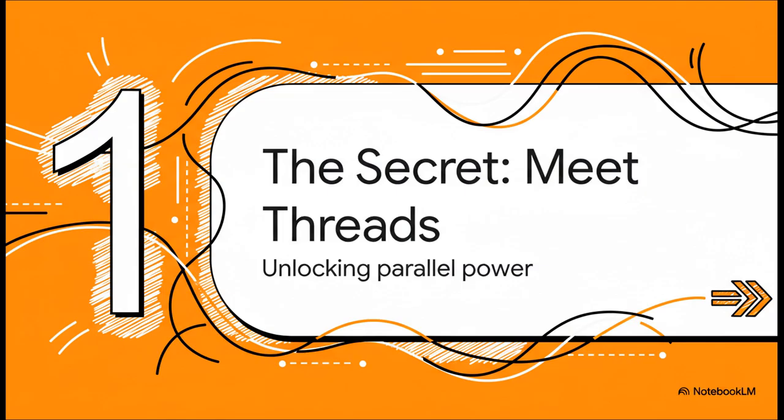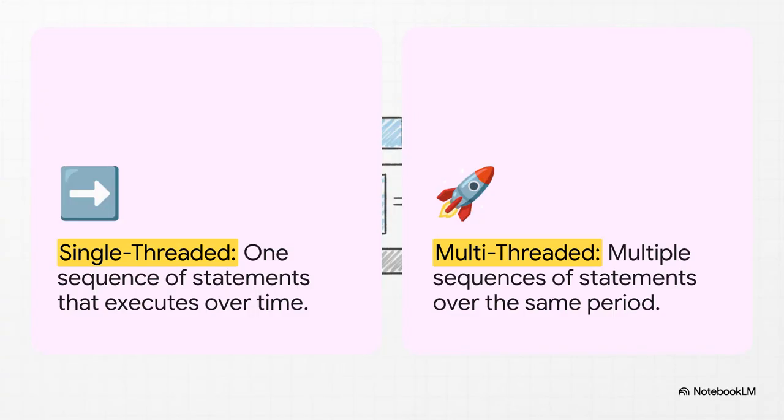This is the key. Threads are what let us unlock this parallel power inside our programs, letting them do more than just one thing at a time. So what's the difference, really? A normal single-threaded program is pretty simple. It's just one list of instructions that runs from top to bottom. That's it. But a multi-threaded program? Now we're talking. It can have multiple of these instruction lists, all running within the same time frame. It's kind of like upgrading from a sleepy one-lane country road to a massive, multi-lane superhighway.